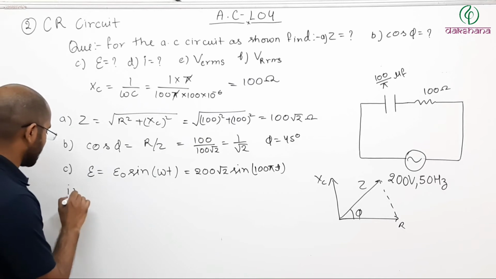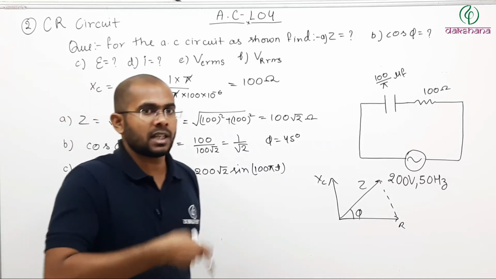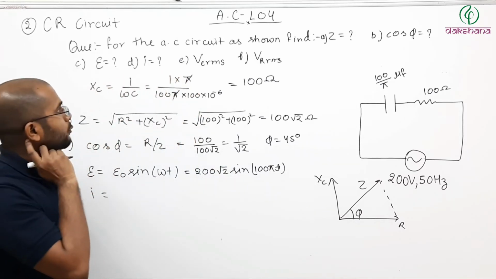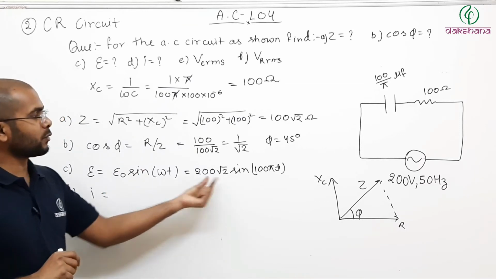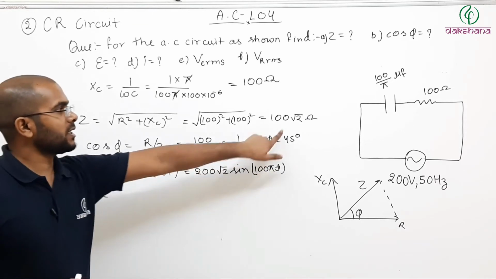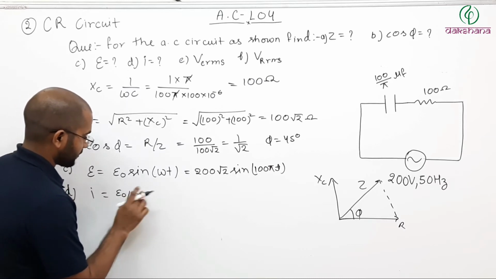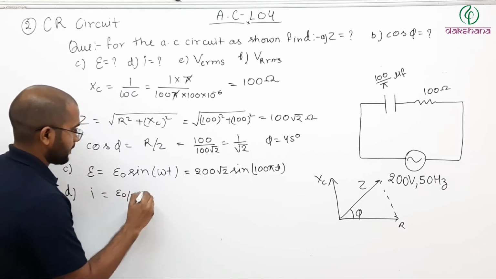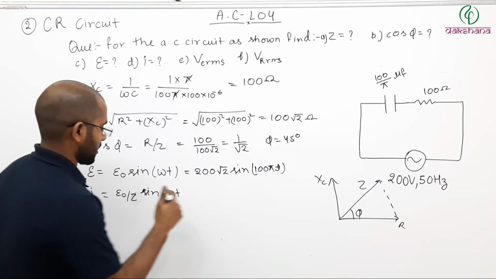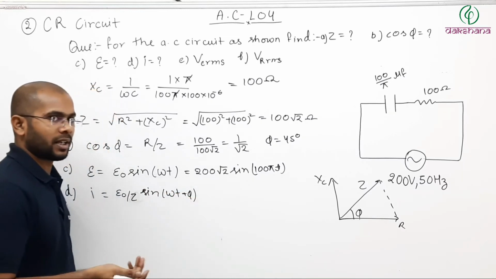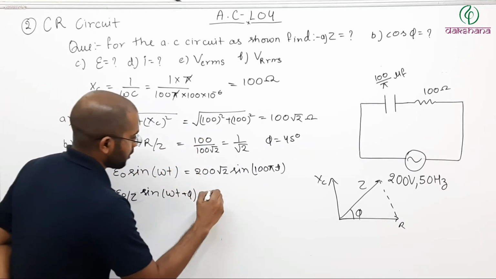And if you want to know the current, option D, current is nothing but I naught sine of omega t plus phi. What would be I naught? I naught would be E naught divided by Z. E naught is 200 root 2, and Z is 100 root 2. So I naught is E naught by Z, sine of omega t, and since it is a capacitor, it will be plus phi. In case of an inductor, it is minus phi. So that would be equal to 200 root 2 over 100 root 2, so that is 2.